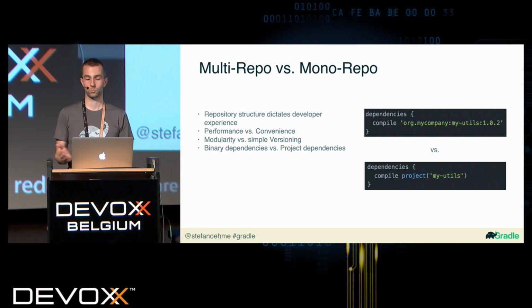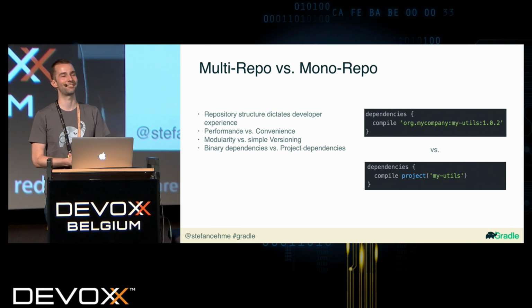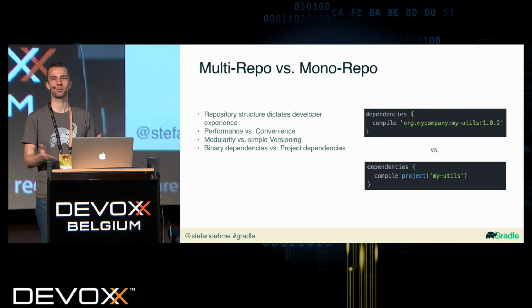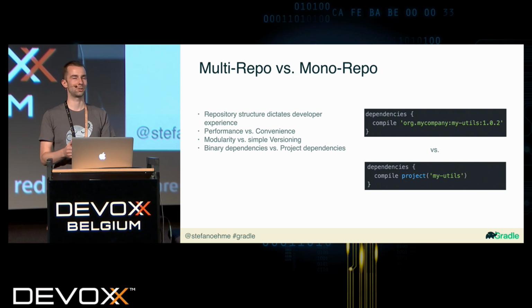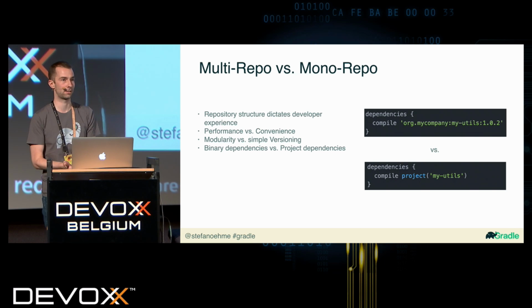And that has some charming advantages. There is no versioning issue. Everything is in the same source tree, so when you change a library, you immediately see the impact.